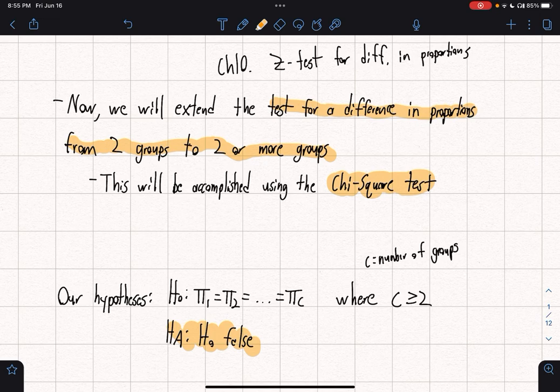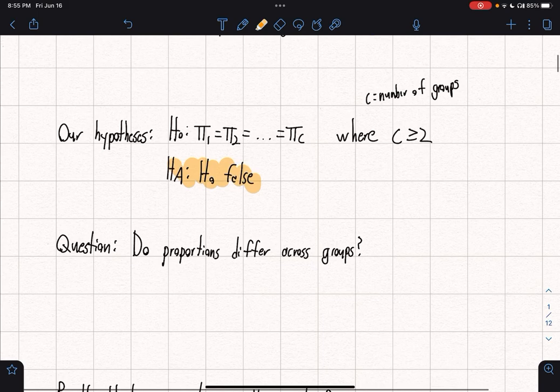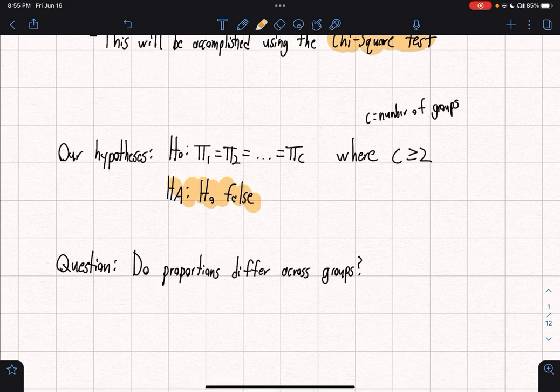At least one is not equal to the rest. Of course, it doesn't mean they're all different. It just means at least one or multiple. We don't know which. So our research question essentially is just, do proportions differ across these different groups?